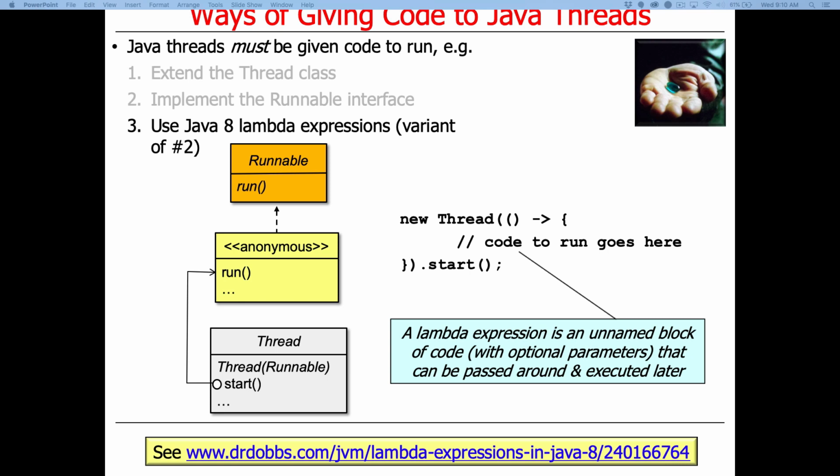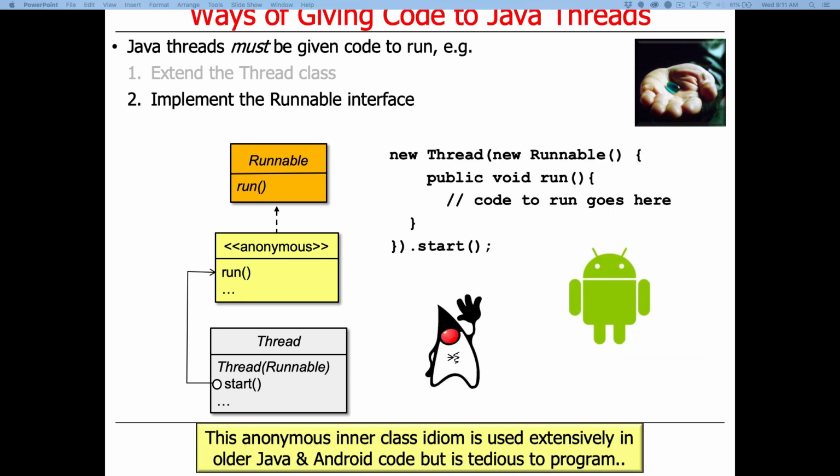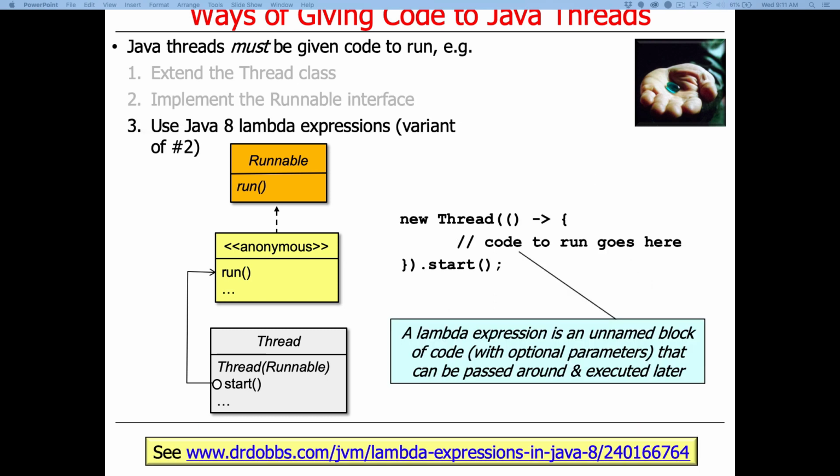With modern versions of Java, and by extension modern versions of Android, you don't have to do this anonymous inner class approach, which is honestly a little bit tedious and error-prone to write. And instead, another way to do this variant is to use a lambda expression or a method reference, and you'll get a chance to play around with that in your programming assignment.